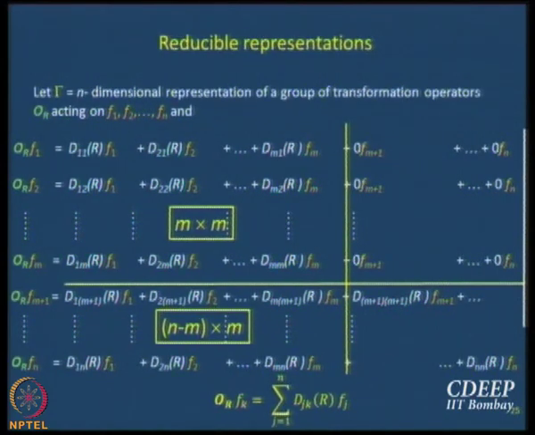Okay. What is this? What is the dimensionality here? M into n minus m, and this is definitely a 0 block, isn't it? In the matrix all elements will be 0. What is the dimensionality of this?